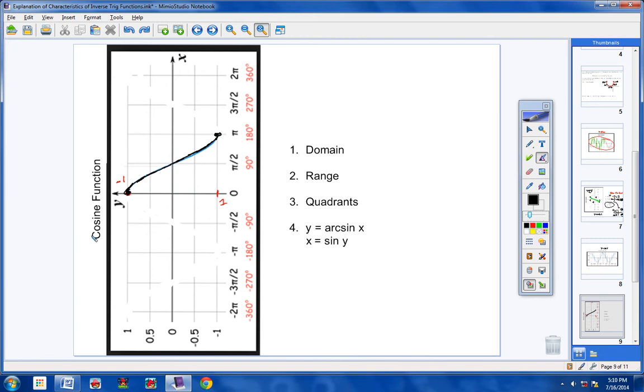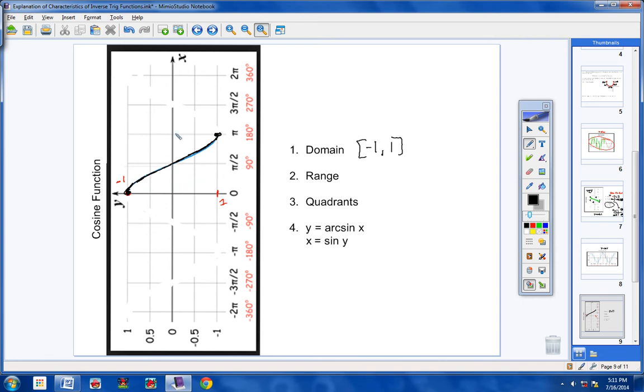So here we go. Let's first of all look at the domain, okay? Let's take a look at the domain of this graph. The domain would be your x values. So it goes from here, -1, all the way to here, +1. So the graph runs from -1 to +1 on the x-axis. So your domain would be -1 to 1.